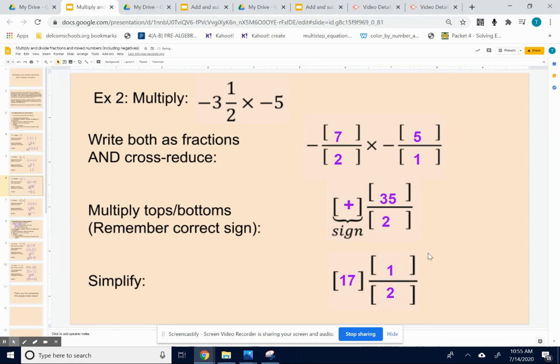17 and a half. But again, let's review this a little bit. We changed 3.5 to a fraction by multiply, add, drag. We changed 5 to a fraction by putting it over a 1. We looked to see if we could cross reduce and we couldn't. We multiplied the tops, multiplied the bottoms, and got 35 over 2, positive because the signs were the same. And then because 35 was bigger than 2, we changed that to a mixed number by dividing 2 into 35 and got 17 and a half.